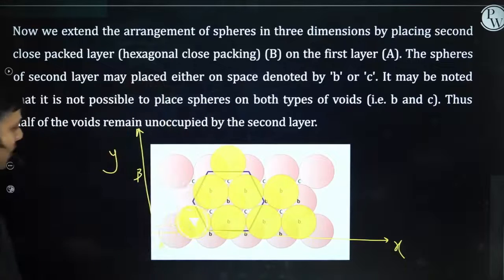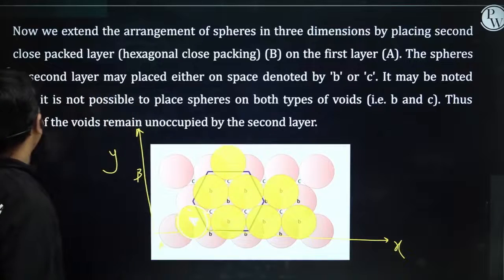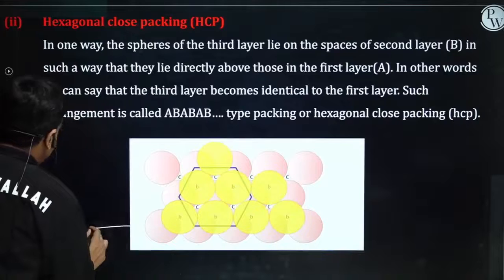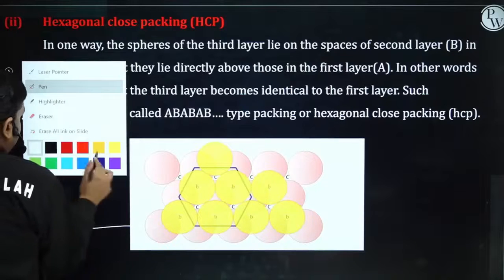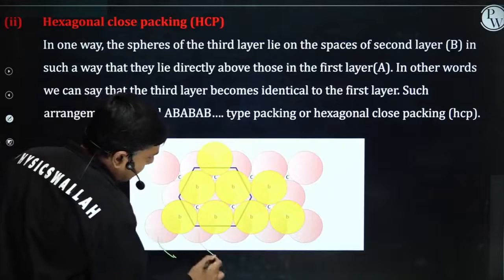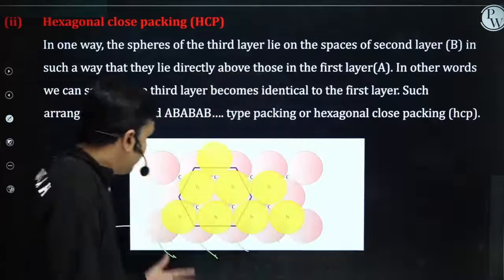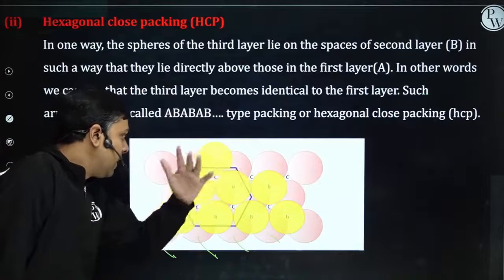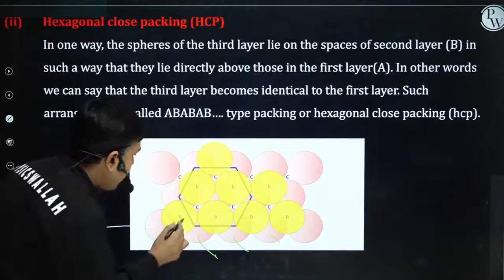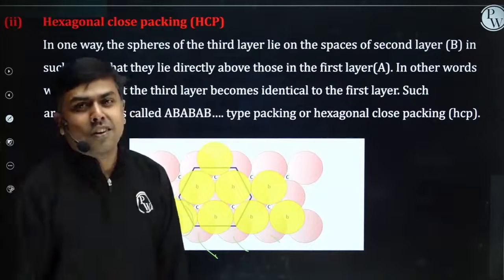Now let's see what happens when I cover this lower triangular void. Basically we get a structure like this. This is my first layer in 2 dimensions, right? All these pink spheres are the first layer arrangement. Now exactly on these first layers we have covered the lower triangular void, and these yellow marked spheres are the second layer spheres.